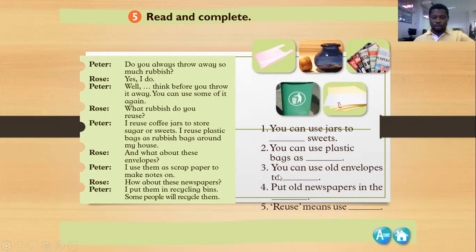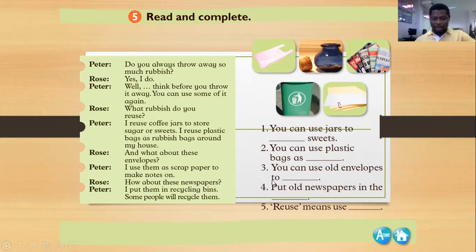Number 3, you can use old envelopes to, okay, so these are envelopes. I use them as scrap paper. You can use them as scrap paper to make notes on. You can use old envelopes to make notes on. Okay, so that is it.